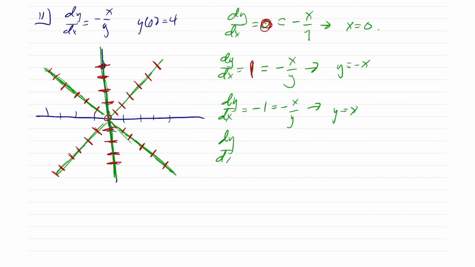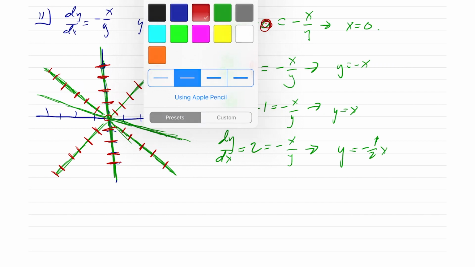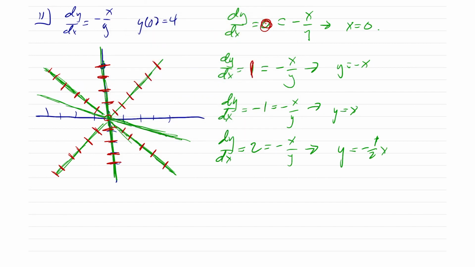So let's say dy/dx is equal to, say, 2. Minus x over y equal to 2 tells me then that y is equal to minus 1/2 x. And so that means that we have a line like this. And the slopes there are going to be very steep. It's going to be steeper than this one. And so make sure you keep that nice and relatively bigger. And it's going to be the same slope all the way up.